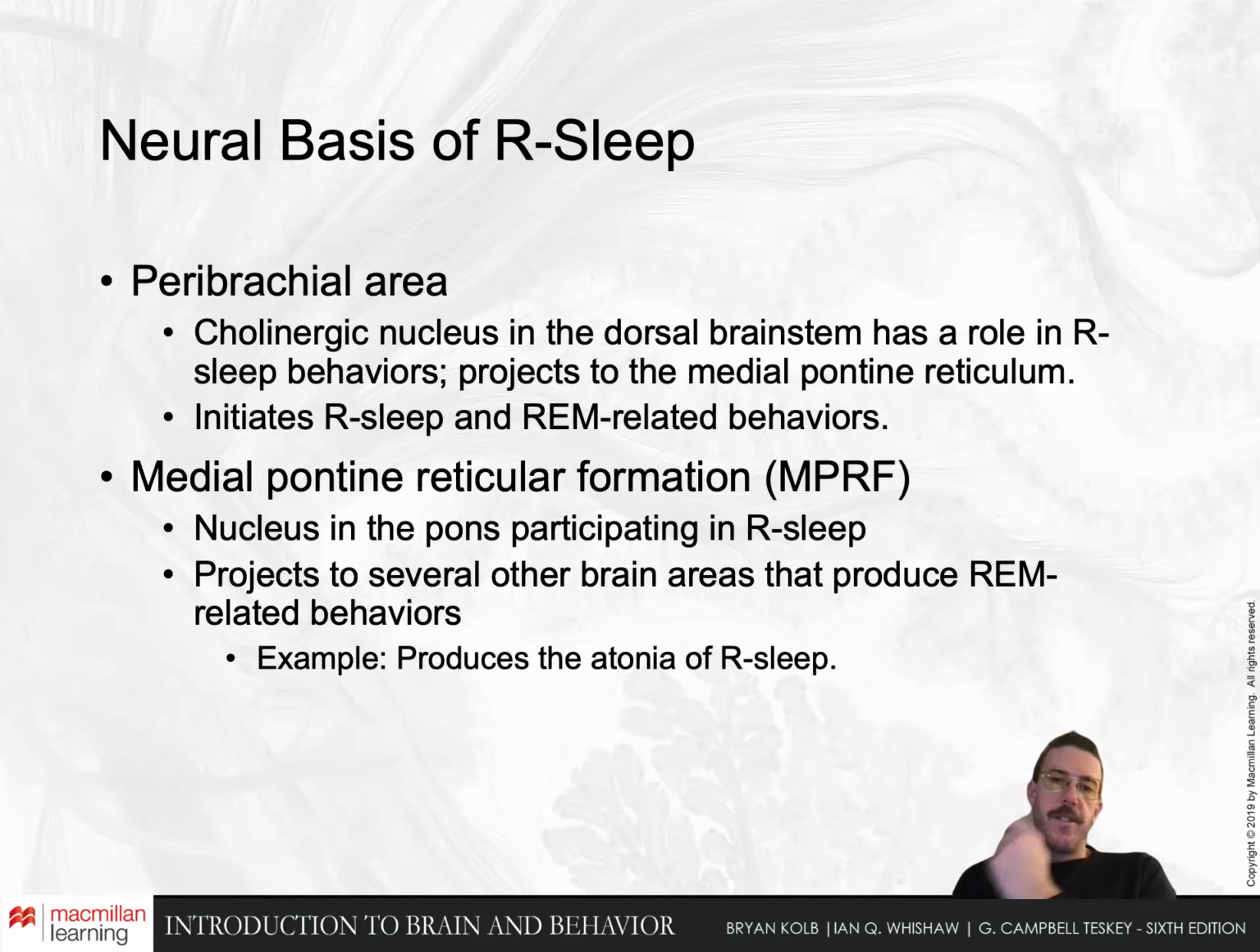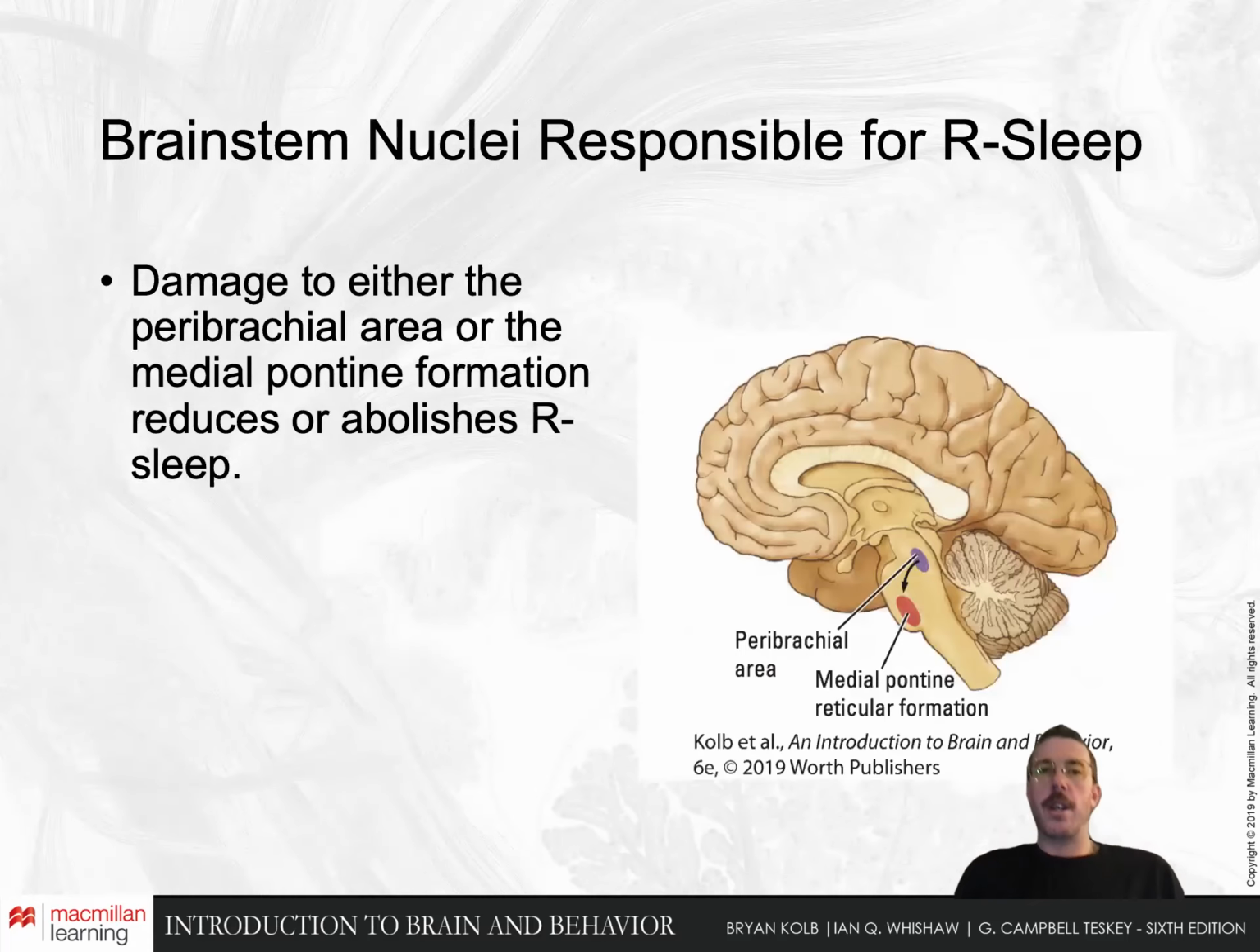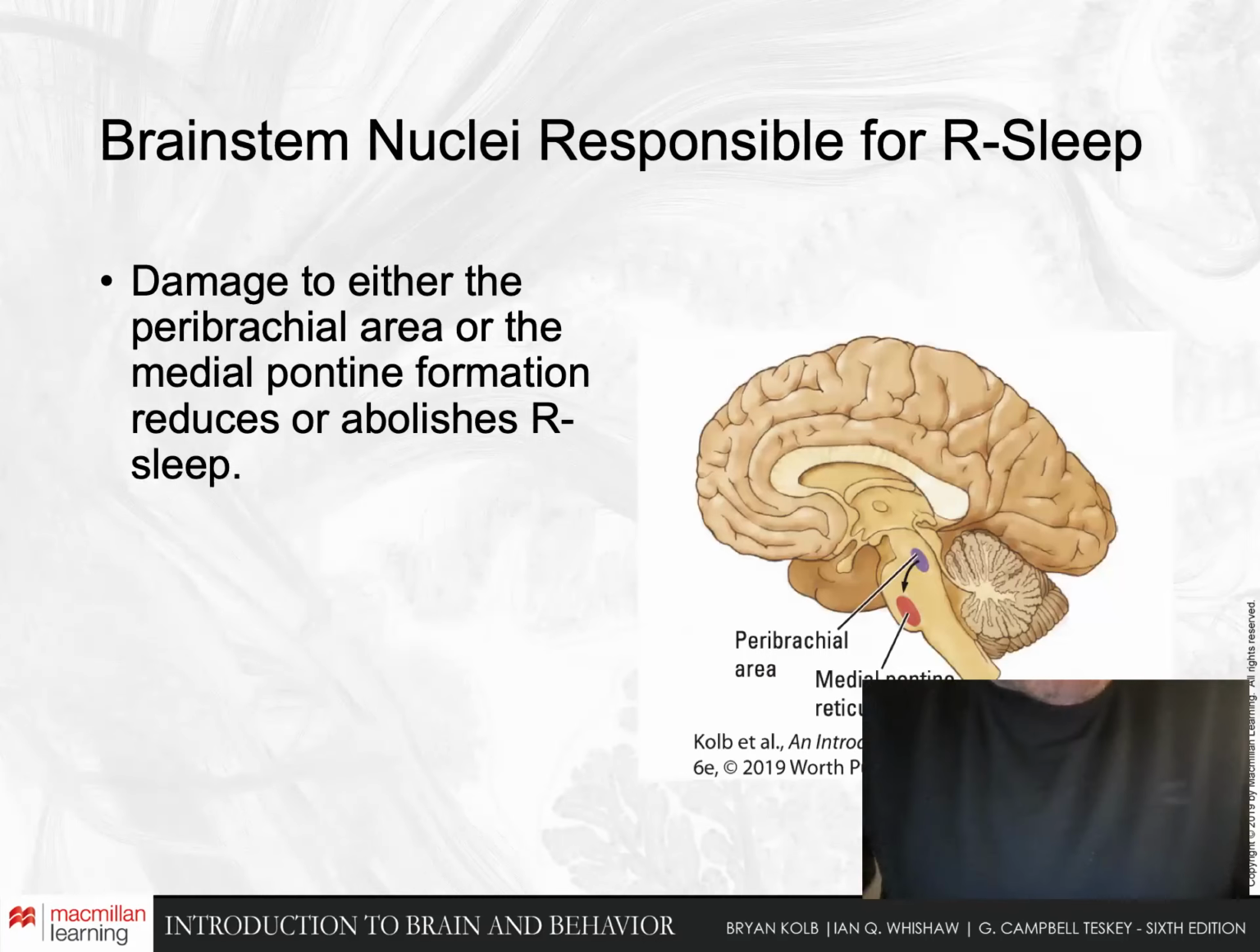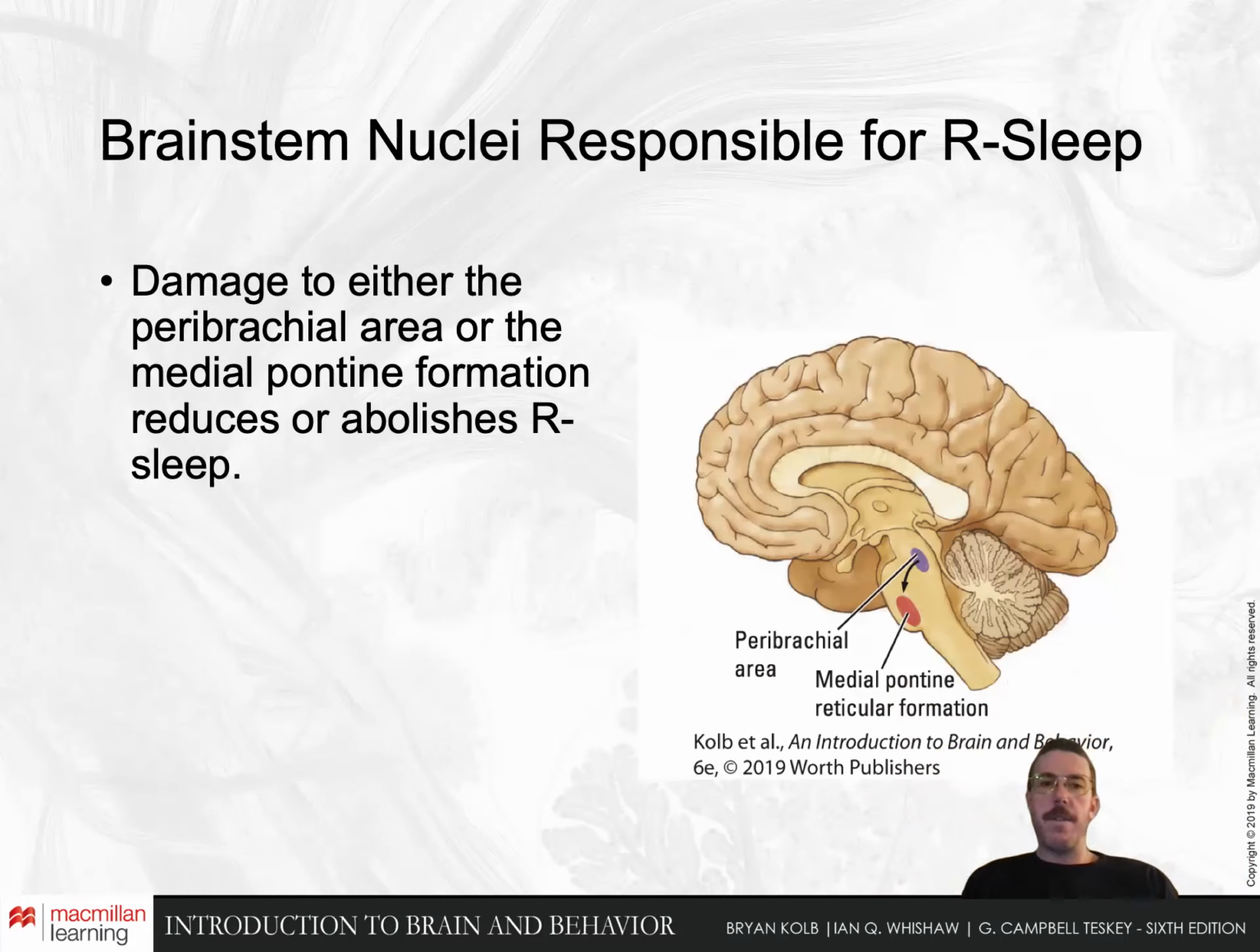So these regions come on, driven by the suprachiasmatic nucleus at night, and induce us to sleep and induce this REM sleep every 90 minutes. Damage to either of these areas reduces or abolishes REM sleep.